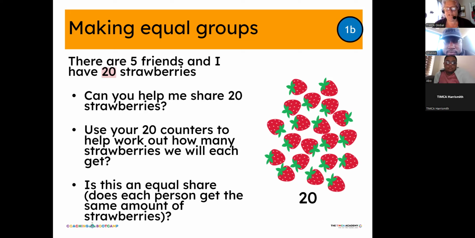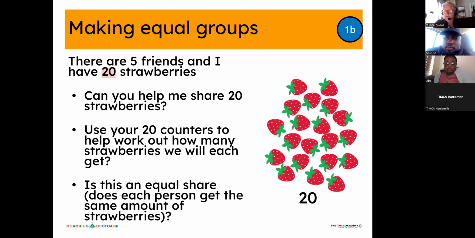And then there's an important question here. Is this an equal share? Does each person get the same amount of strawberries? If there is a child who hasn't done it equally, then this is a really important question to ask: okay, so how come that person's got 6 and this person's only got 2? Is that fair?